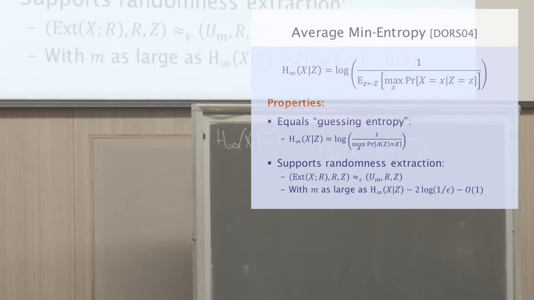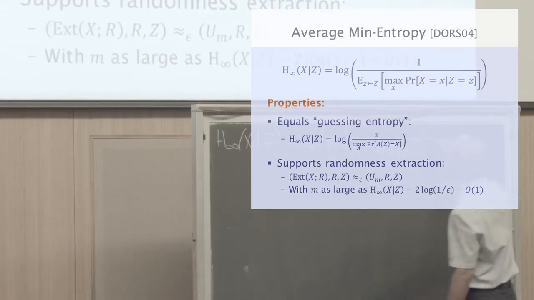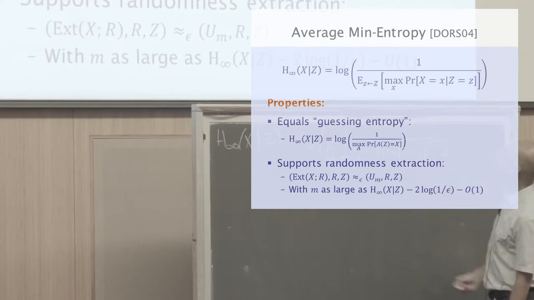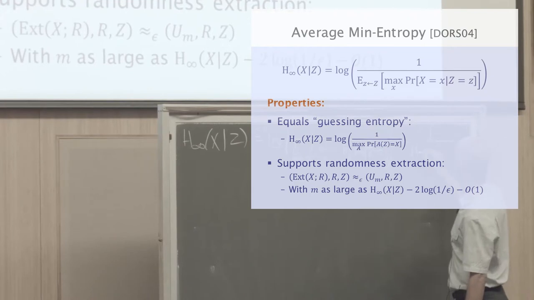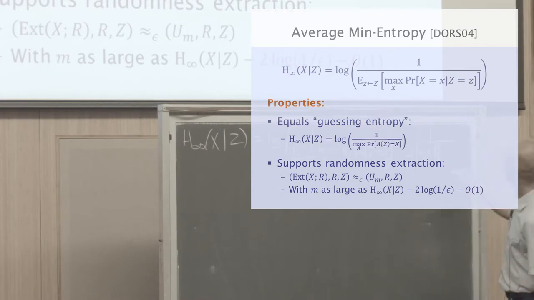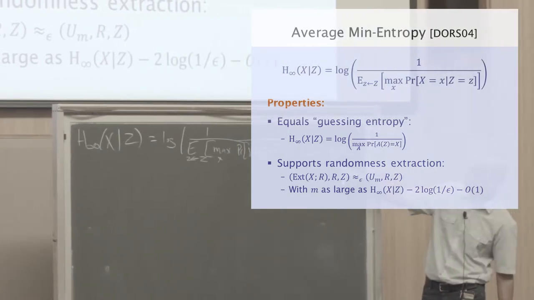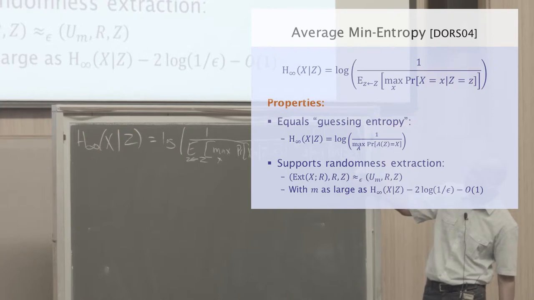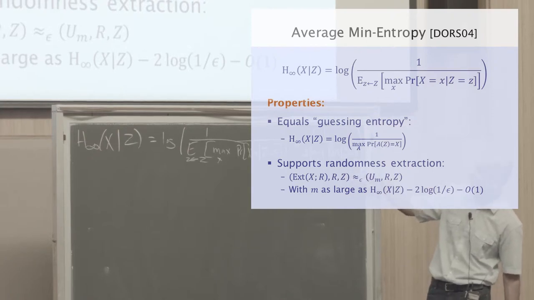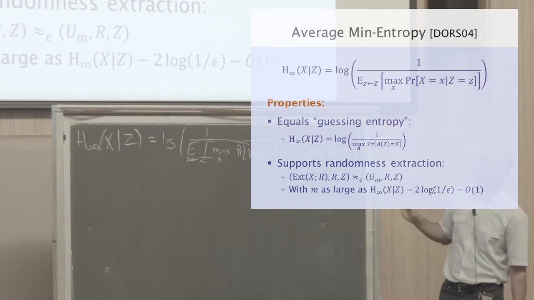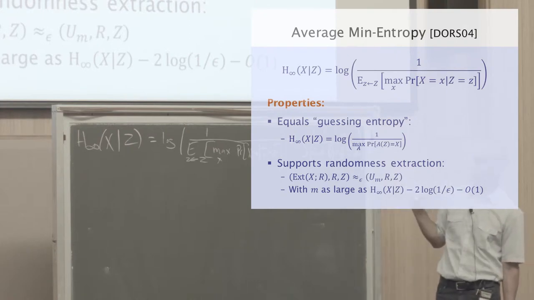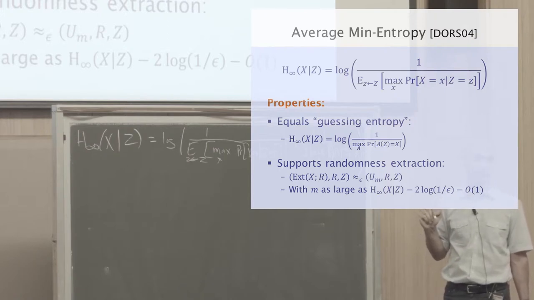And one reason that is so nice is that it has this operational interpretation as the maximum guessing probability. So we can think of it as a guessing entropy: taking the maximum over all unbounded algorithms A, the best algorithm, of your probability of guessing X from Z. Okay? And you take the log of the reciprocal of that as your measure of entropy.